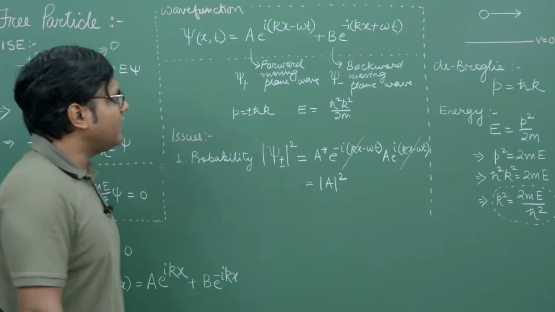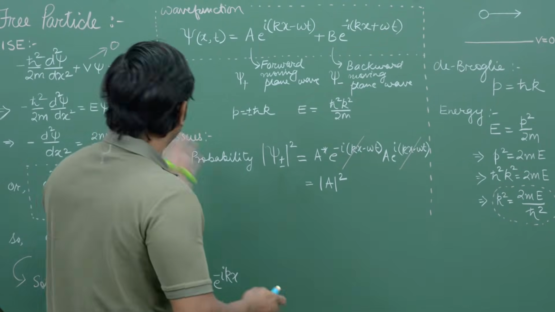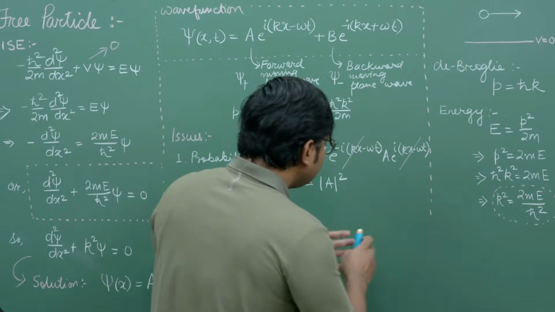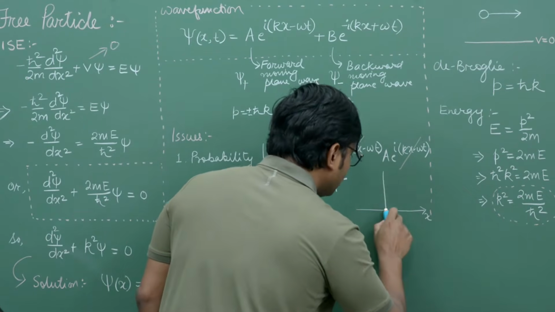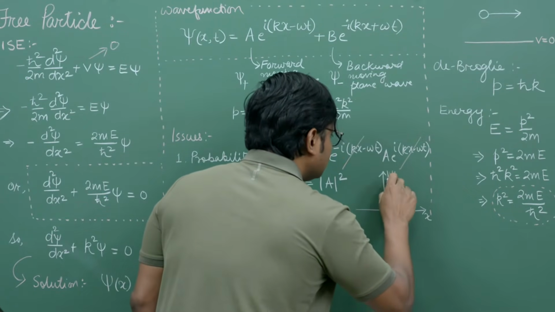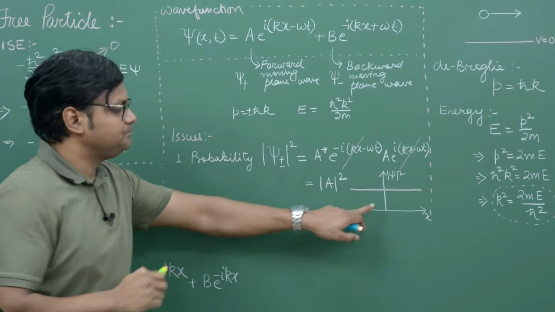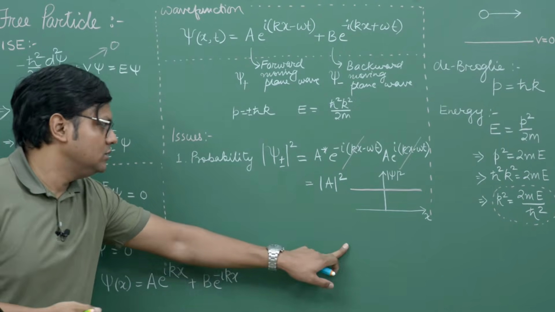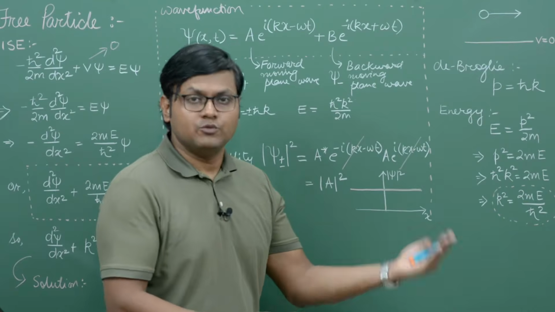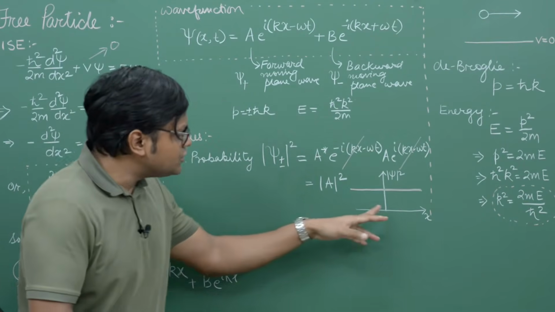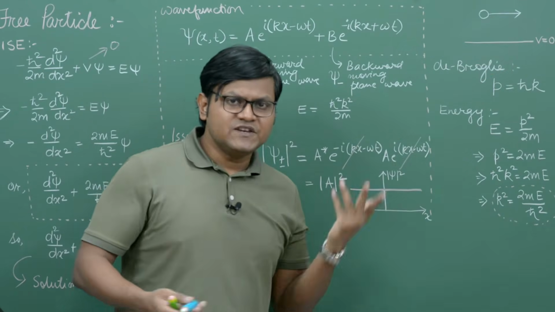Now here A mod square is basically a constant. It's a constant that we can find out by giving some sort of initial condition to this particular differential equation. So if I write down the nature of the probability with respect to x, if I look at the probability density, psi square, it comes out to be a constant line. How is that possible? The particle is moving, right? The particle, at least it's supposed to be moving from one point to another. Then the probability associated with the plane wave solution corresponding to that moving particle is constant from minus infinity to plus infinity.